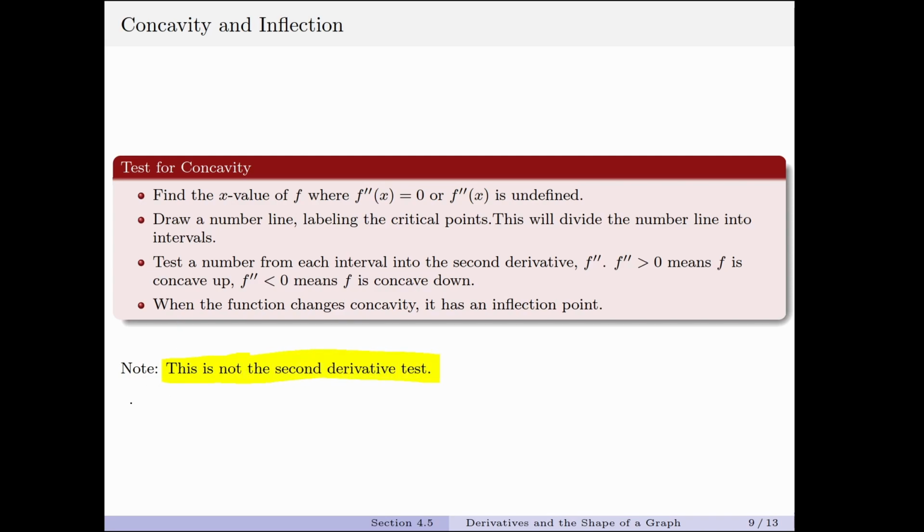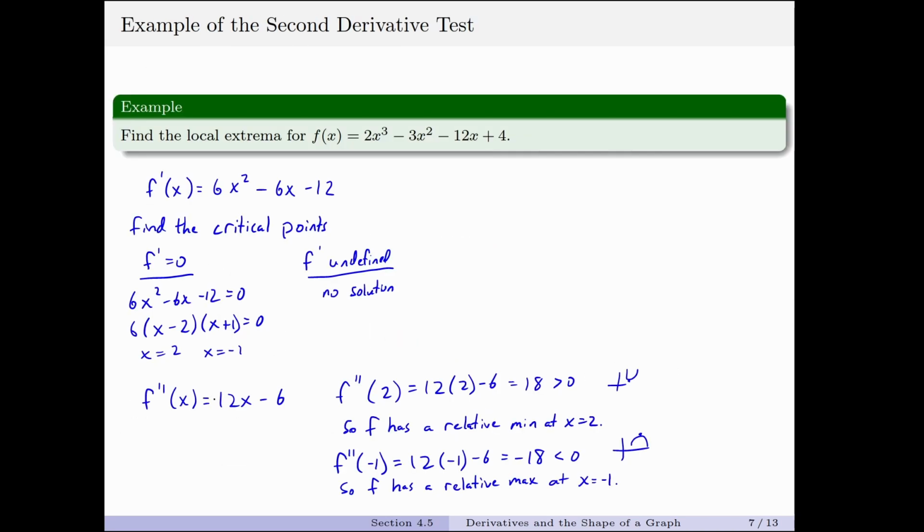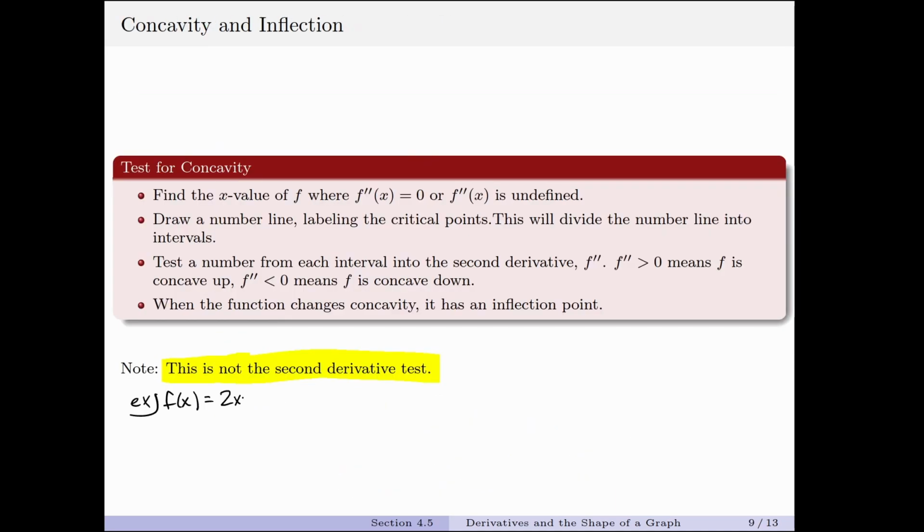So let's look at an example really quickly. Suppose my function f of x, we'll pick the same function that we had back here, is 2x cubed minus 3x squared minus 12x plus 4. Okay, so I need to find the first derivative only so I can find the second derivative. So my second derivative is 12x minus 6. So let's figure out where f double prime is equal to 0. We get 12x minus 6 equals 0. So x equals 1/2. And there's nowhere where it's undefined.